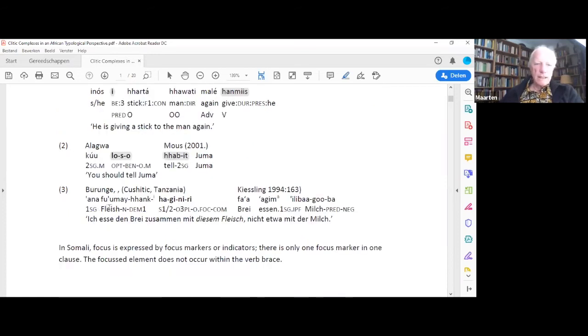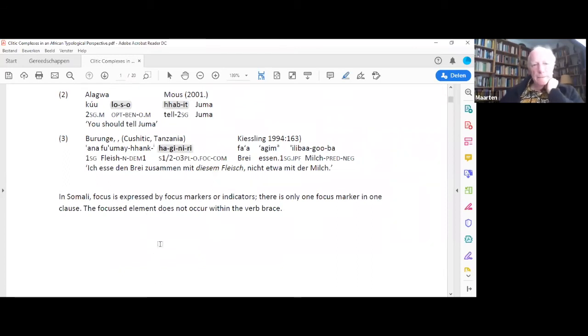Then Burunge, an example from Holland, where the clitic complex is quite complex. It has the subject indication, the object indication, indication that the object is in focus, and then a comitative. Ich esse diese Bohnen zusammen mit diesem Fleisch. So I eat the barley together with meat, riba goba, not with milk.